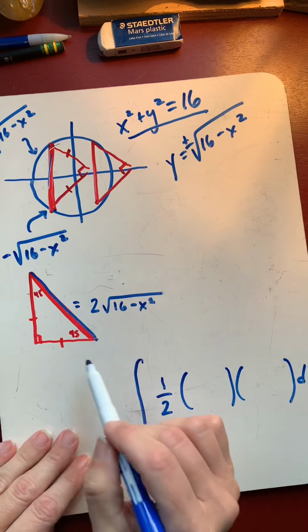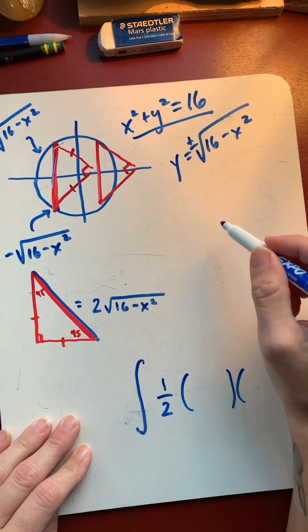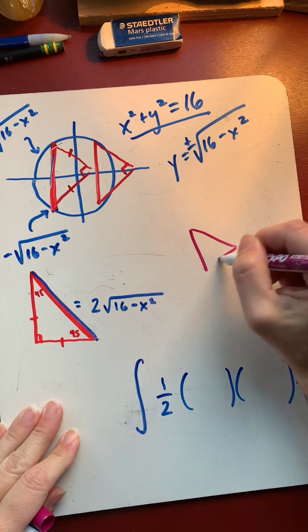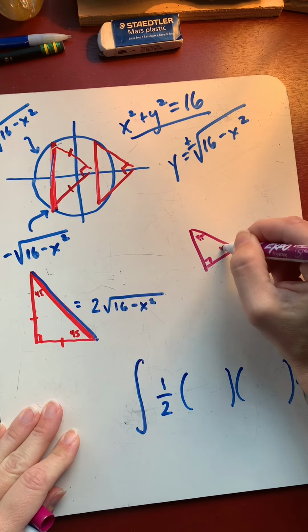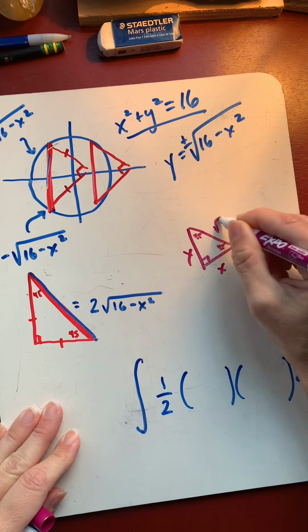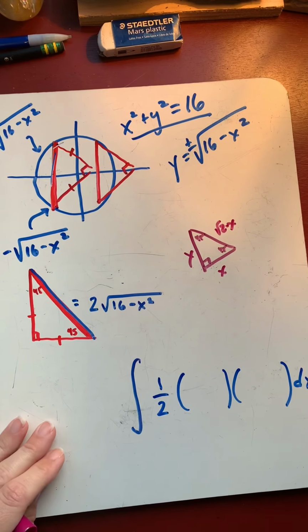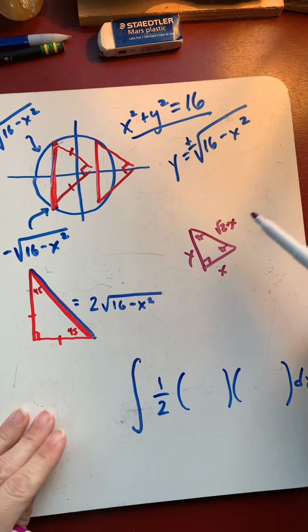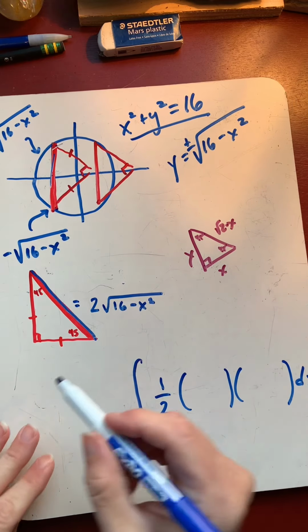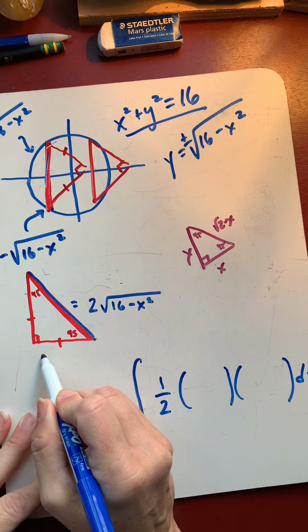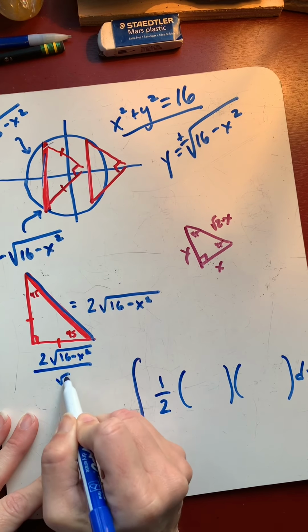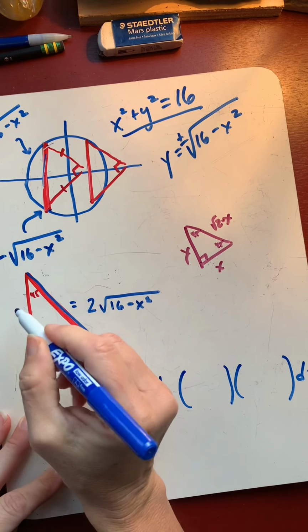So to get the base, what do we do with 45, 45, 90 triangles? The rule is 45, 45, 90: x, x, root 2x. Again, something you do have to know, and we forget sometimes because we don't have to use it a lot. So if I have the hypotenuse, how do I go back? I divide by root 2. So this side is going to be 2 root 16 minus x squared divided by root 2. And that's what this side's going to be also.